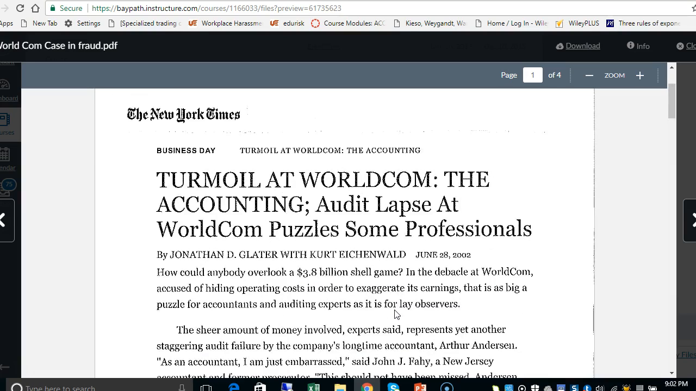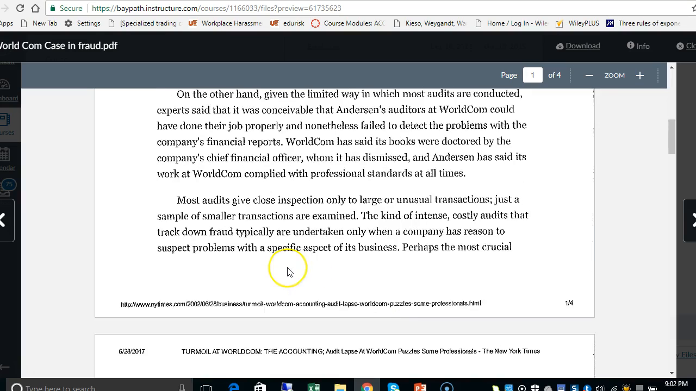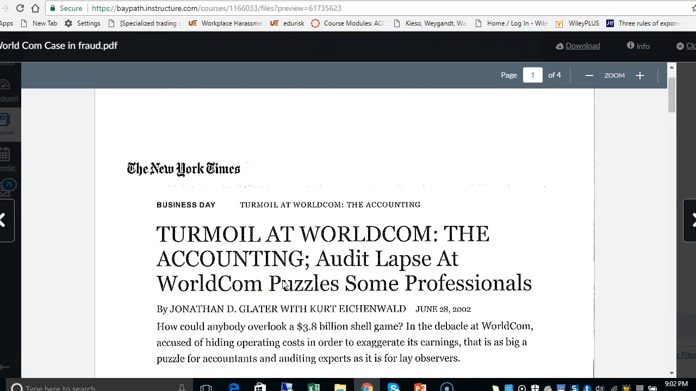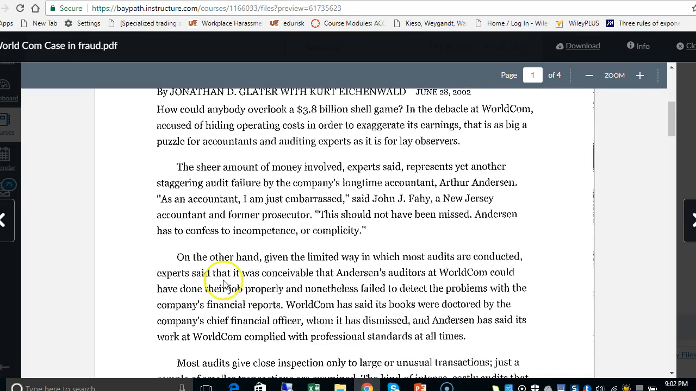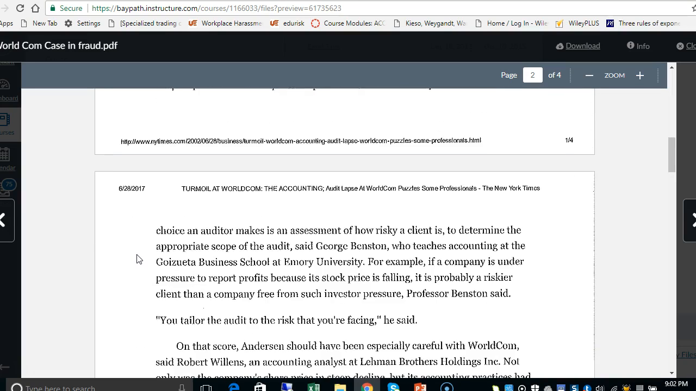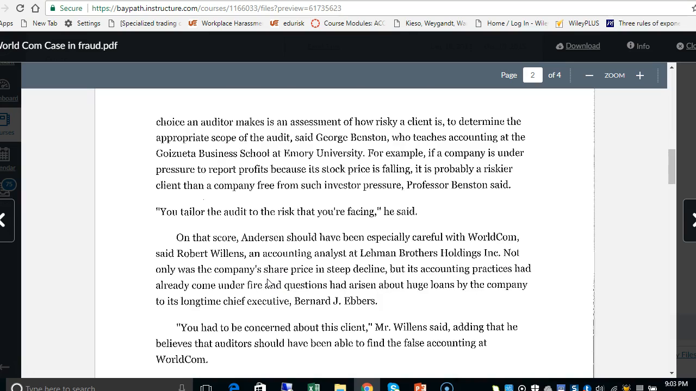Here's another article from the New York Times about the WorldCom auditing collapse. It describes what happened quickly, but it also talks about auditing because it quotes a lead CPA, a longtime accountant from Arthur Andersen. And they talk about the auditing theory that would have easily picked this up had the auditors just simply used accounting 101 theory. You tailor the audit to the risk that you are facing, which is common sense.